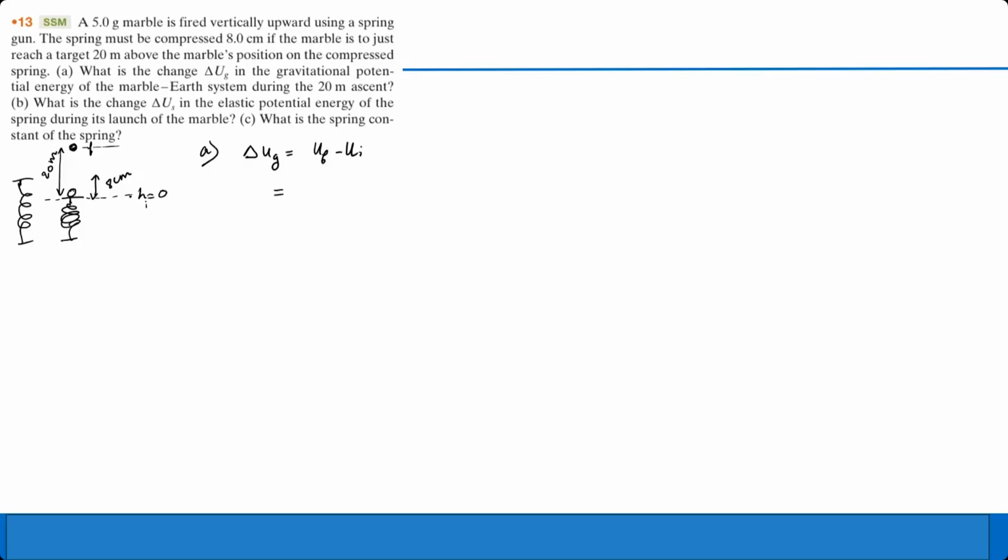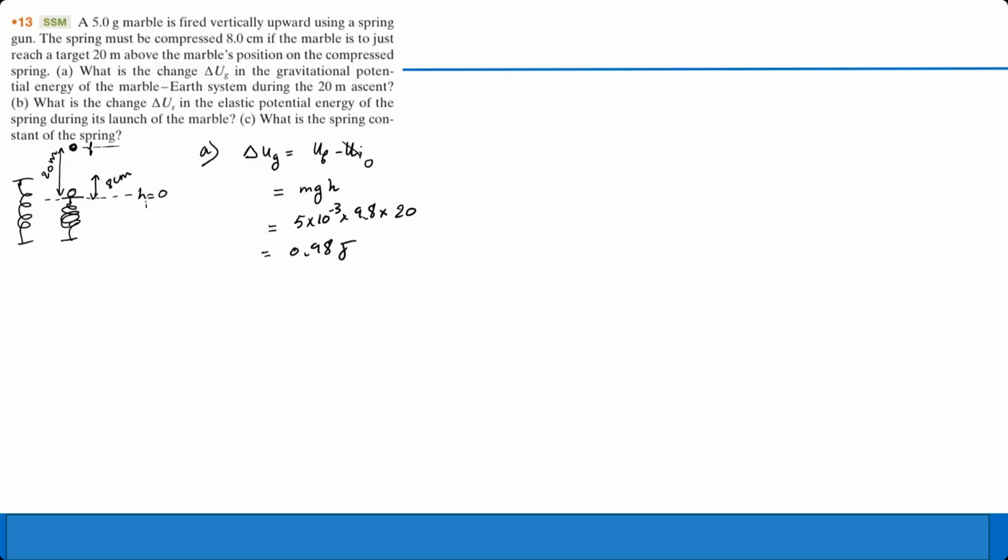So if this is my reference for the height, then U initial is 0, and U final is mgh, which is, let's see, I have the mass, 5 times 10 to the power minus 3, g is 9.8, and the height is 20 meters. So we can calculate delta UG. This is easy. This will be 0.98 joules. So I found the change in the gravitational potential energy.